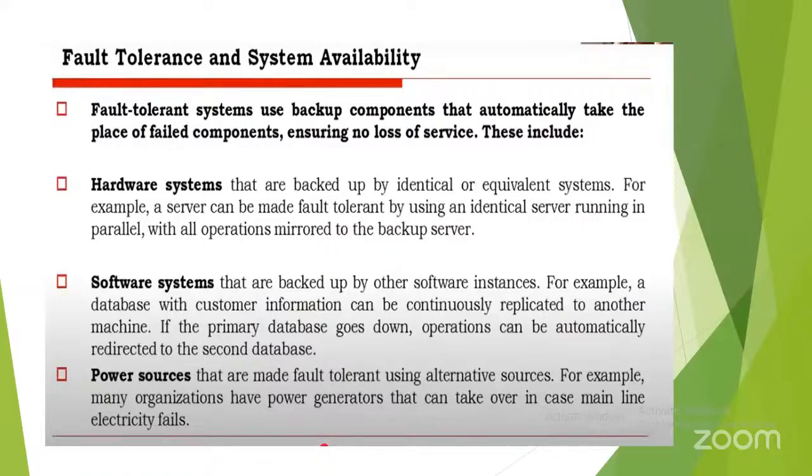Fault tolerance and system availability. Fault tolerance is provided for hardware systems, software systems, and power sources. Fault tolerant systems use backup components that automatically take the place of failed components, ensuring no loss of service. For example, a fault occurs here in the mic. Fault is nothing but the mic working and not working. Till this time it is working. Now it is failing, meaning a fault occurs.